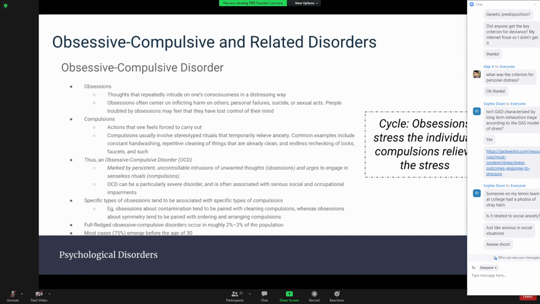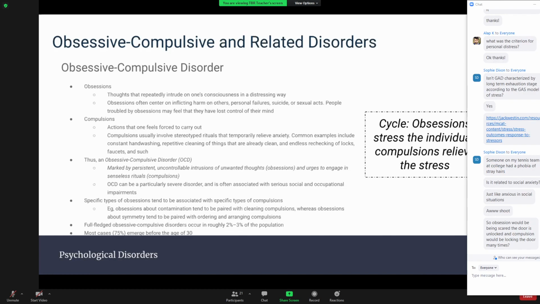Compulsion is the drive to carry out, or the act of carrying out, a specific kind of act. That's a compulsion. So it's the fact that you feel compelled to do something. And usually in OCD, these have to do with rituals. Common ones are hand washing, repetitive cleaning, endless rechecking. Don't need to memorize the common ones, but just remember the difference between obsession and compulsion. Obsession is the thought, and compulsion is the drive to carry out an action. So when you marry the two, you have obsessive compulsive disorder. This is persistent uncontrollable intrusions, that's the obsessions, and then the urges to do a ritual, which is a compulsion.